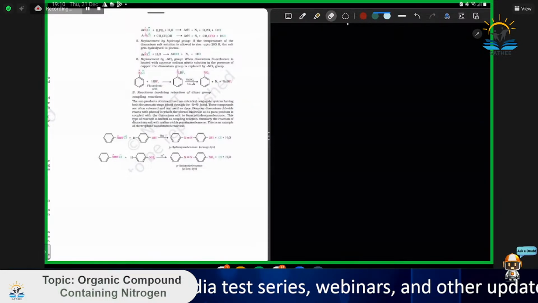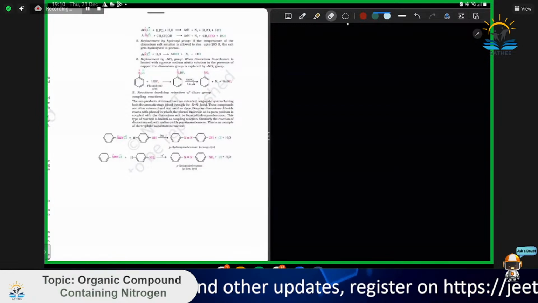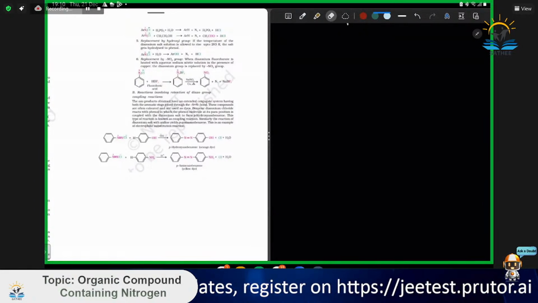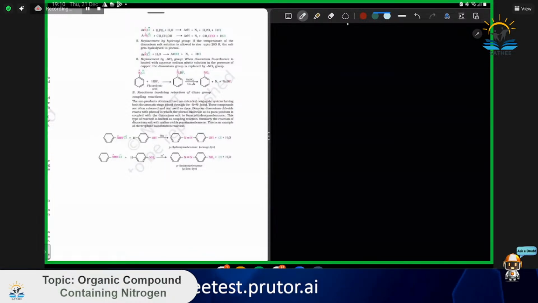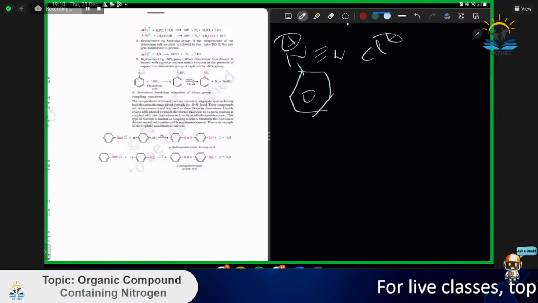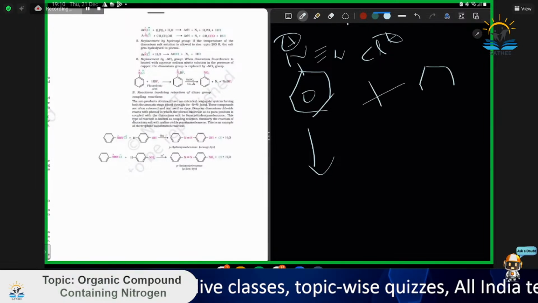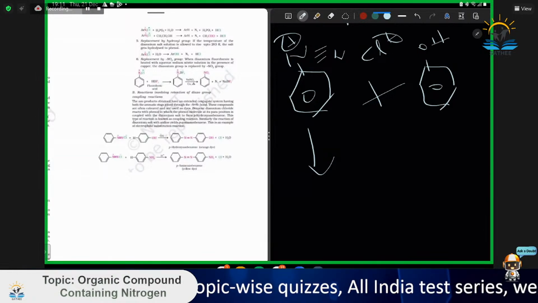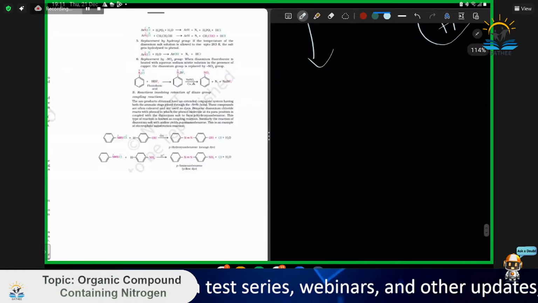nitrobenzene. Last reaction: reactions involving retention of diazo group, coupling reactions. Benzene diazonium salt plus phenol gives a coupling reaction. Basically, how is it? This is your benzene diazonium salt plus phenol. Phenol's hydrogen and chloride minus get out to give this kind of compound.